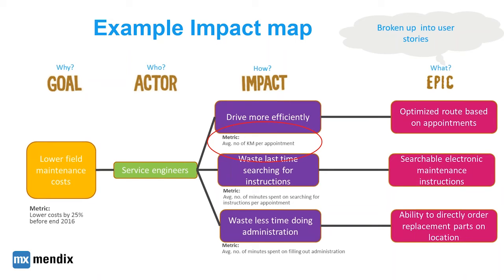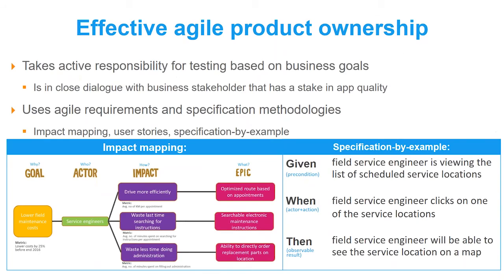So to give you an example, specification by example always uses the given, when, then structure, and that's a format for describing system behavior or tests. And in this case we have the given. A field service engineer is viewing the list of scheduled service locations. When he does that, what needs to happen?